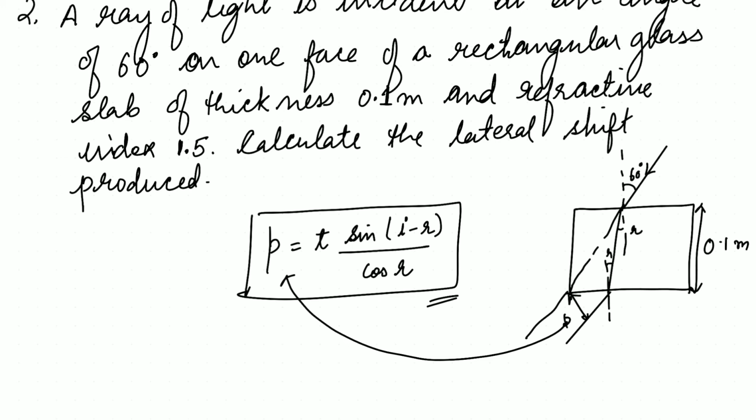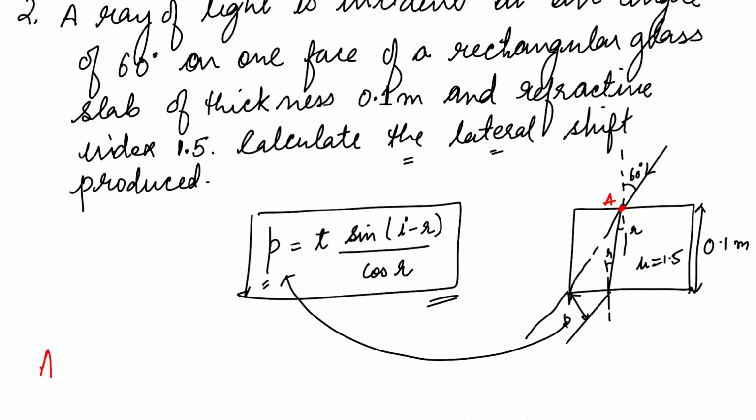First, you are given that this distance is 0.1 meter, and the refractive index is also given, that is 1.5. Calculate the lateral shift. Now the angle of incidence is given, but the angle of refraction is not given. So this is something we have to find out, and you can easily find it out.